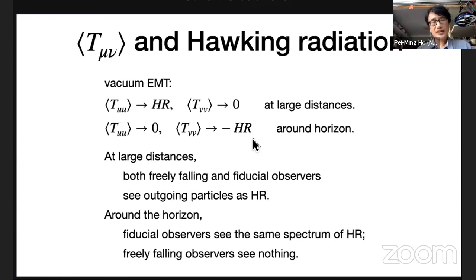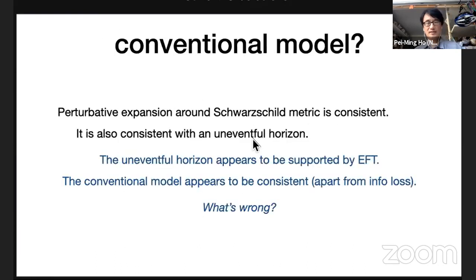So actually, strictly speaking, for an uneventful horizon, you need not only that the vacuum energy momentum tensor be small for freely falling observers around the horizon. You also need no particles, the absence of high energy particles around the horizon. So you have to impose both conditions to ensure that you have an uneventful horizon.